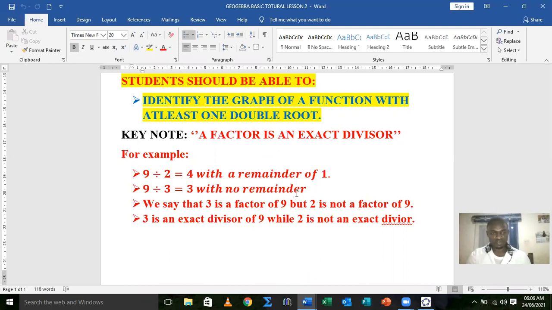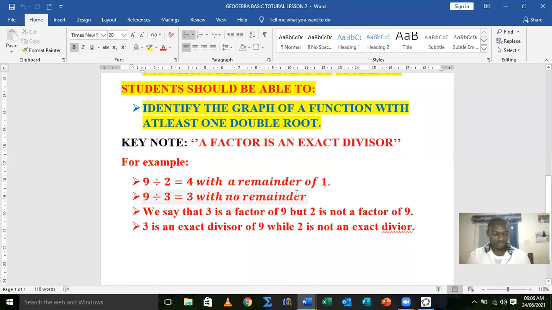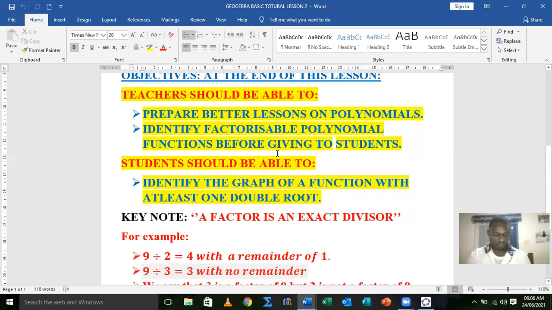As lesson objectives, this lesson will help teachers to prepare better lessons on polynomials. It will help them identify factorizable polynomial functions before giving them to students. It will also help students identify the graphs of a function with at least one double root.